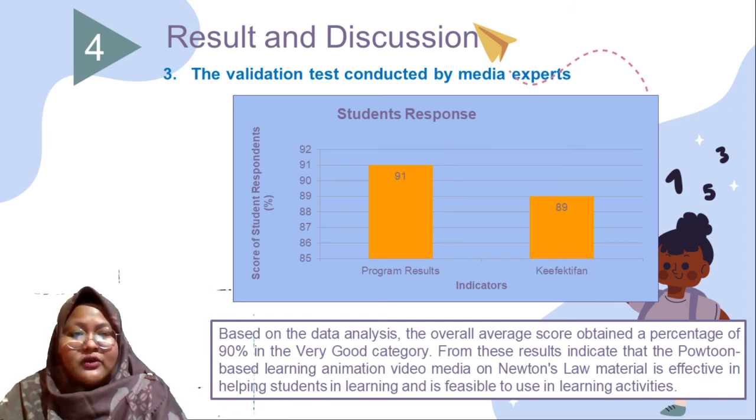From the graph, we know that testing on the aspect of program result obtained an average score of 91%. Its results indicate that the content and appearance of the instructional animation video media product is clear, precise, and very interesting to study Newton's law material, with language accuracy that is very easy to understand.